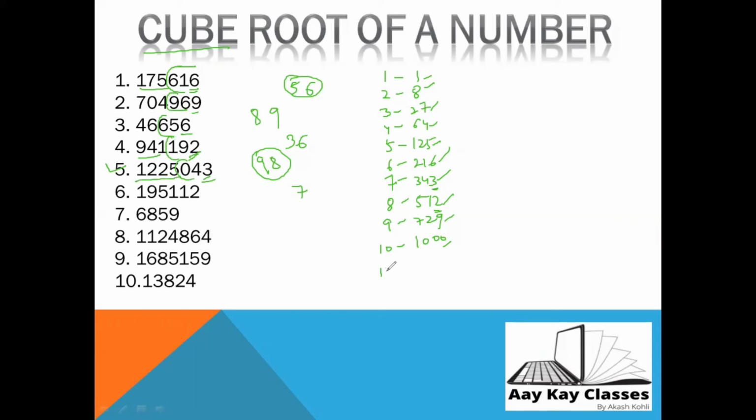So what about 11 cube? This is 1331, of course. So 1331 is of course a greater number. So the answer would be 107, right? So this is the way to find the cube root of a number.